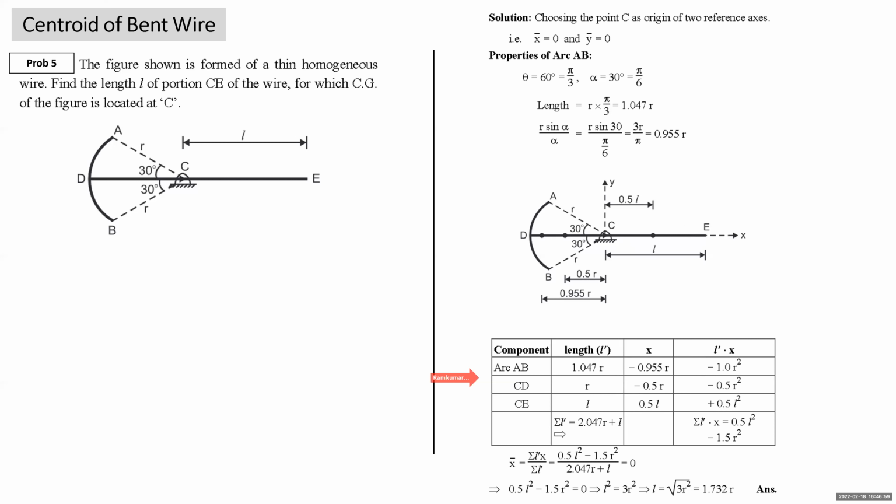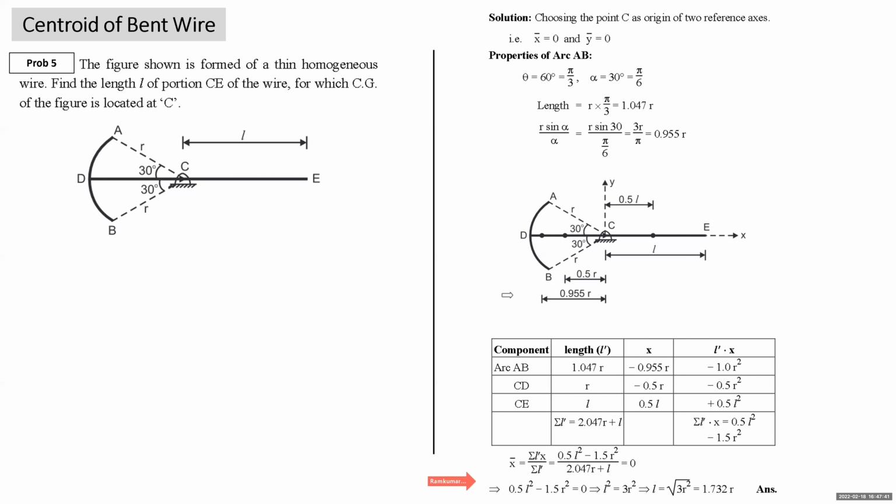If you carry out summation, this is summation L dash, this is summation L dash x. We understand x bar is 0, summation L dash x upon summation L dash is equal to 0. What is summation L dash x? 0.5 L square minus 1.5 R square, upon summation L dash, that is 2.047 R plus L, equals 0. The denominator gets merged with 0. So you get 0.5 L square minus 1.5 R square equals 0. Or L square is equal to 3 R square, or L is equal to square root of 3 R square, or 1.732 R. So this way the length of part C needed is 1.732 R, so that the CG of this bent wire will coincide with hinge C.